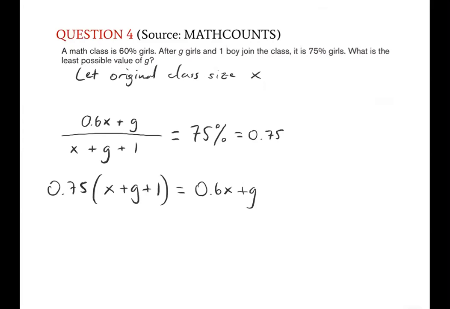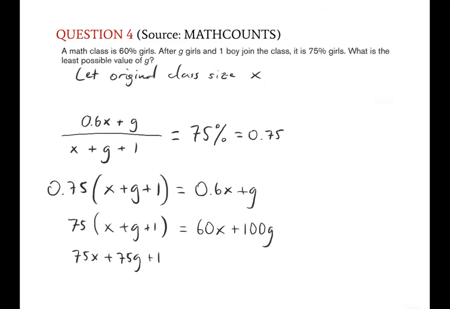So I'm going to multiply both sides by 100 just to get rid of the decimal, and we'll get 75 times (x plus g plus 1) is equal to 60x plus 100g. So now let's expand the left side, and we'll get 75x plus 75g plus 75 is equal to 60x plus 100g.